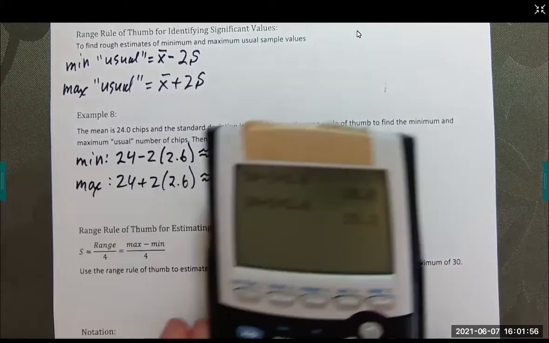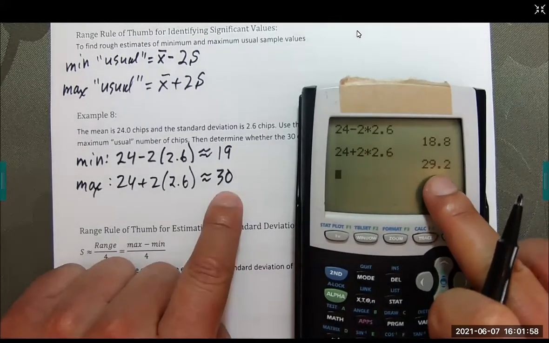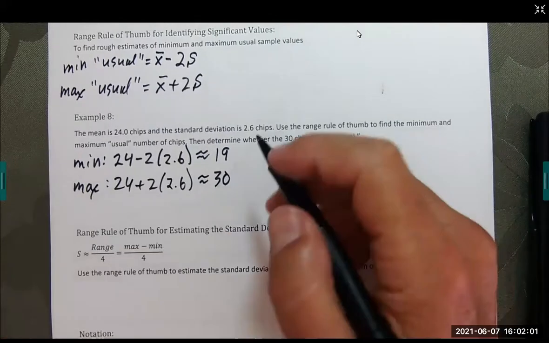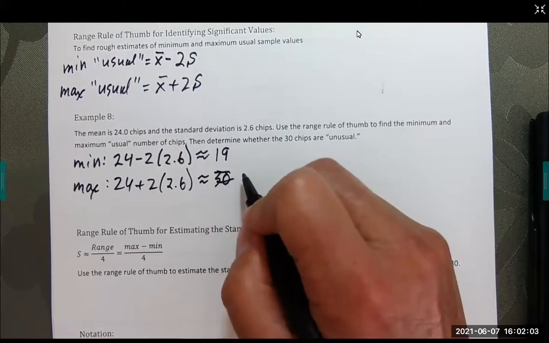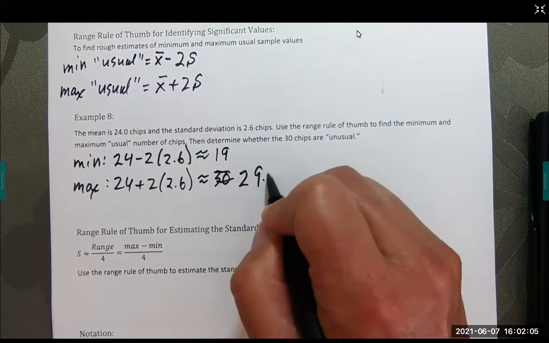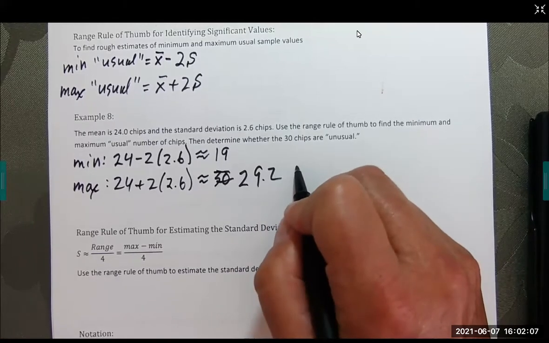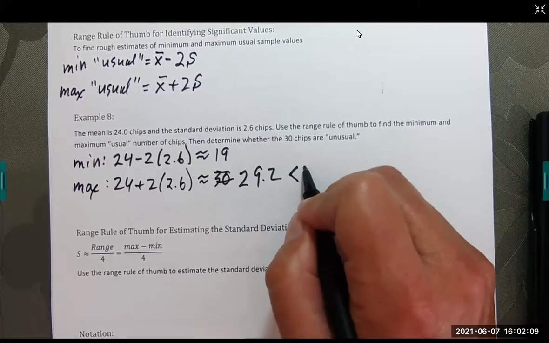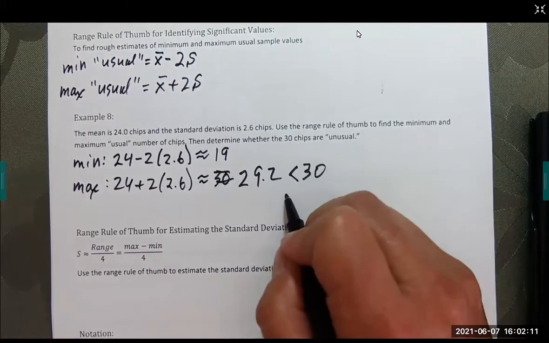Now you'll notice this wasn't quite 30, and it's asking if 30 chips are unusual, so we're going to say yes. In fact, I'll specifically put 29.2, which is less than 30. So it's unusual.